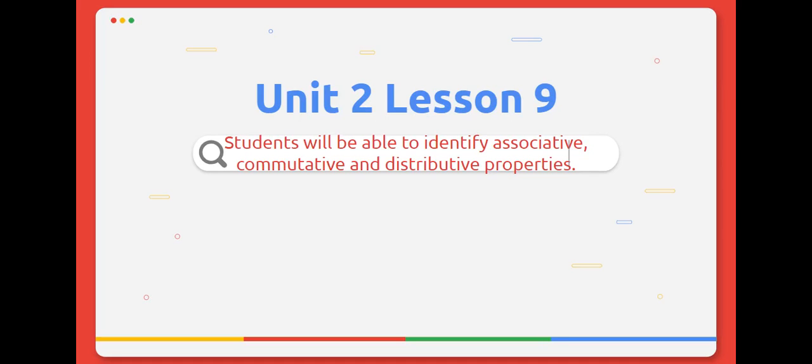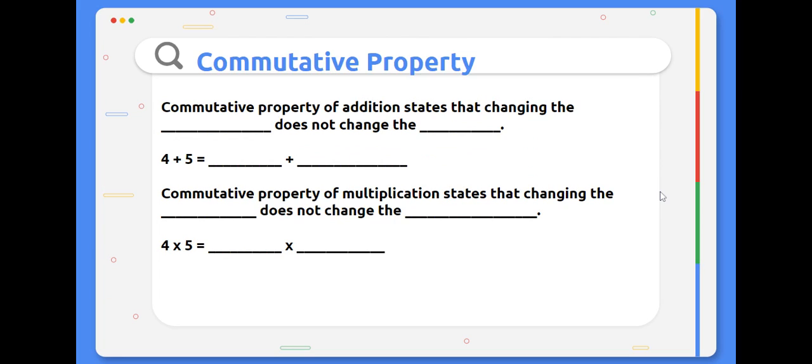Hello, this is Mrs. Oakley, and today we're going to be looking at Unit 2, Lesson 9, the Associative, Commutative, and Distributive Property. All right, so commutative property, let's start with that first.